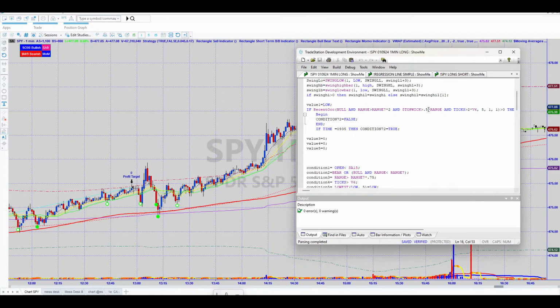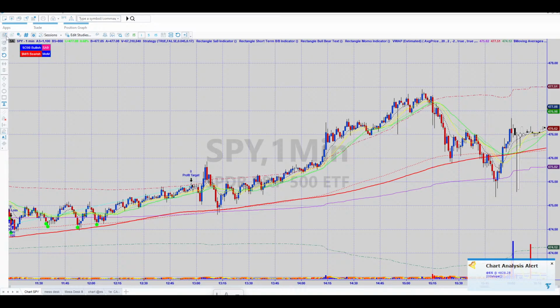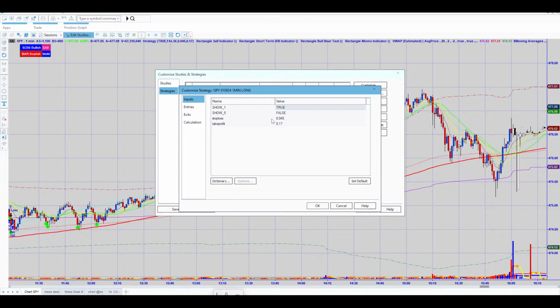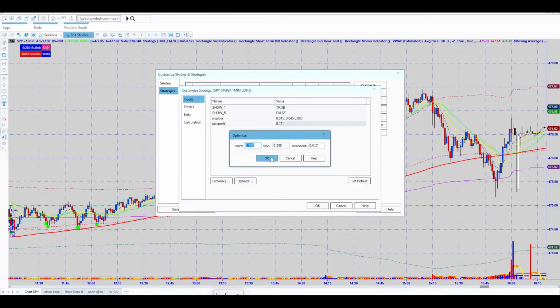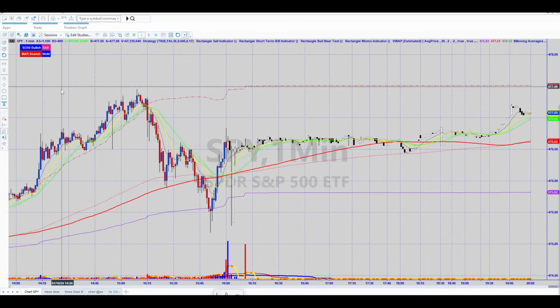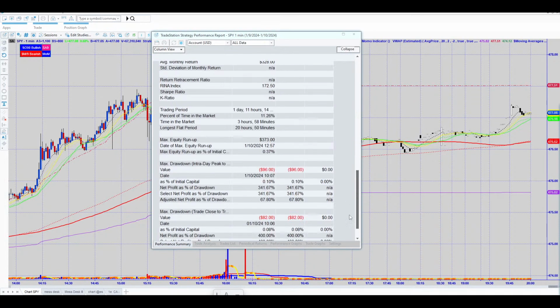All right, so this has got to be 33. Verify. All right, and it gets rid of those. Okay, so we rerun this strategy, optimize here, optimize here, and then let's see if we get better than that 40%. Not sure. 50% is what it is.